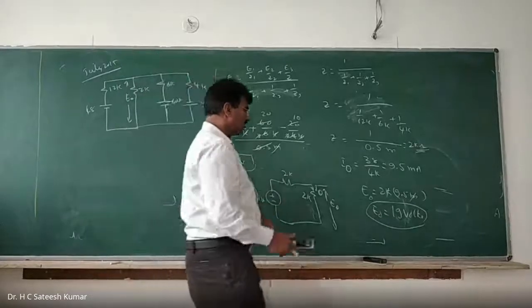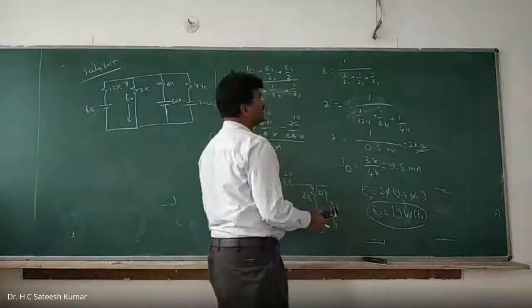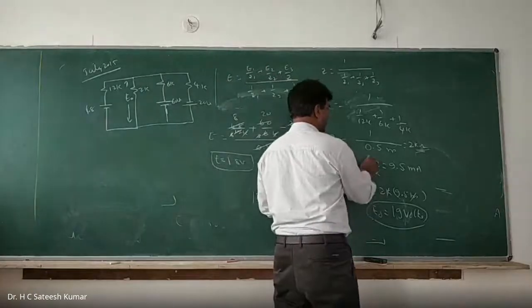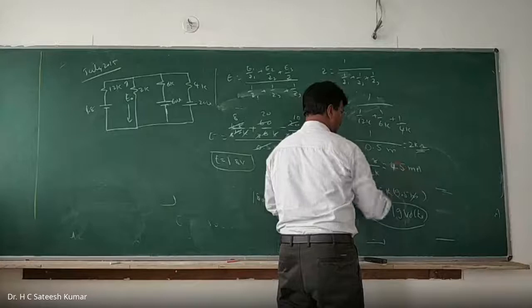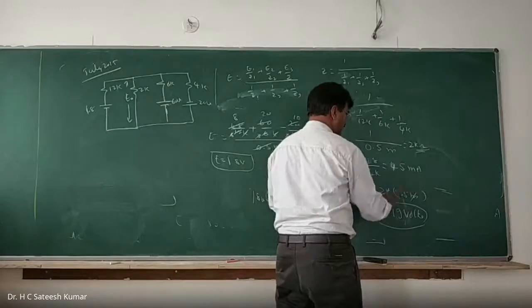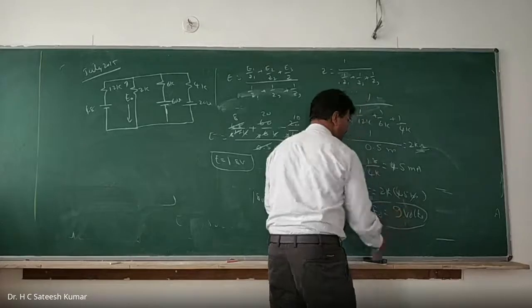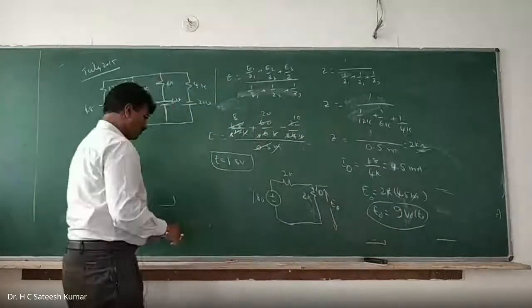How much is that? One minute. What is that? 18. 18 by 4K. How much is that? 4.5. This is 4.5 milli. How much is that? 9 volts. 9 volts. Sorry. Okay. So that's how we should do this problem.